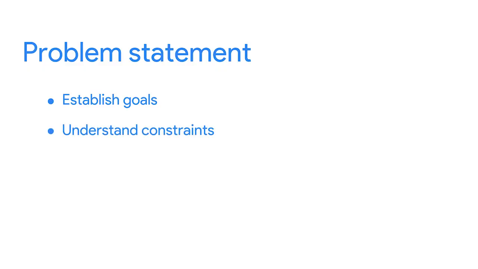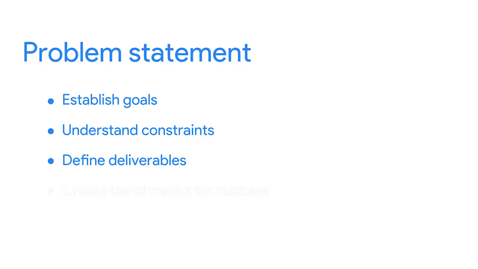Second, problem statements help us understand constraints. We want to know what's keeping users from satisfying their needs. Third, problem statements help us define deliverables. When we finally solve the problem, what will we have to show for it? It's helpful to know what our solution will produce.